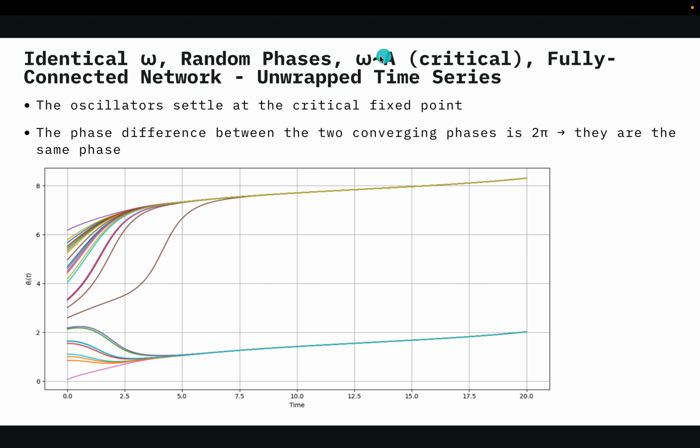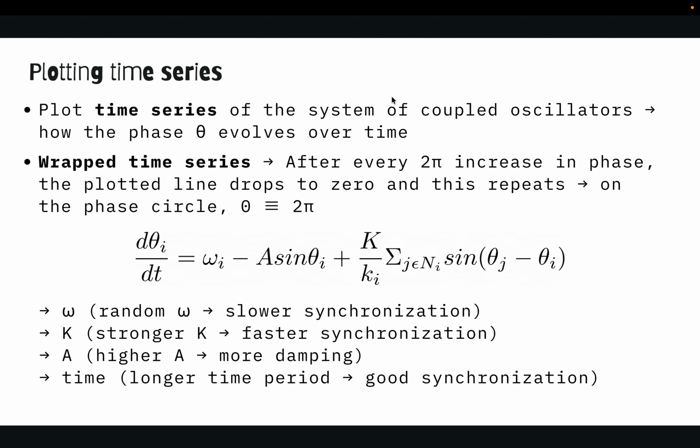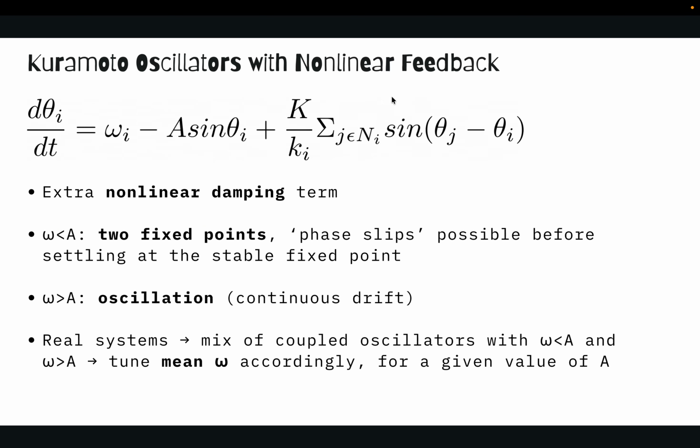Now we do an analysis at critical, when omega is very close to A. Here we choose identical omega, the same omega for all the oscillators, and we choose the value of omega such that it's very close to the value of A. For this case, we discussed we would have a single critical fixed point. By the way, I think I should have mentioned this earlier, but it's very important to mention this.